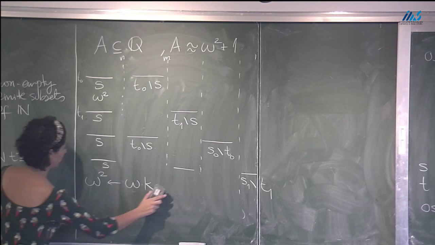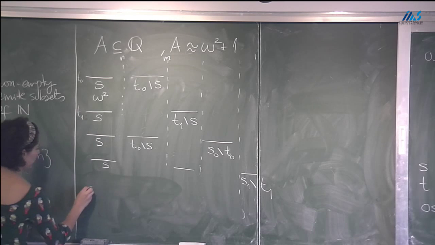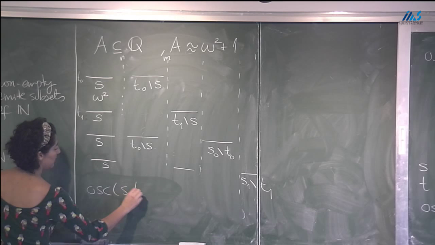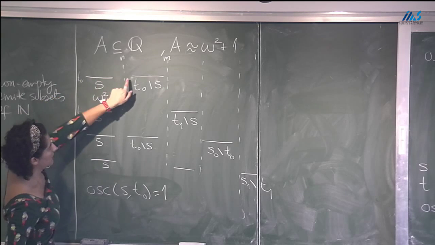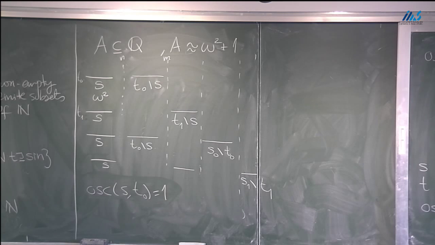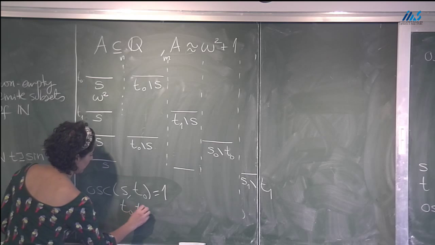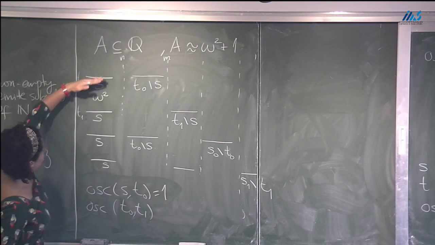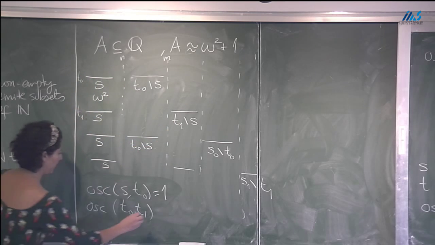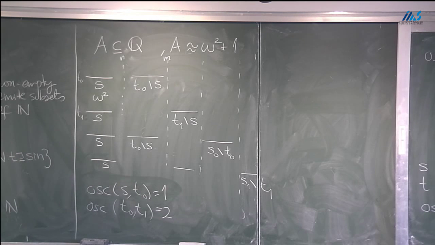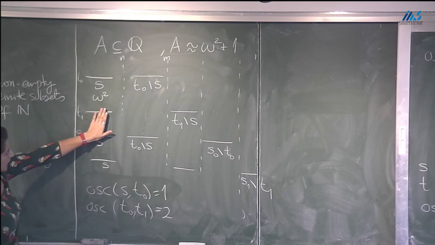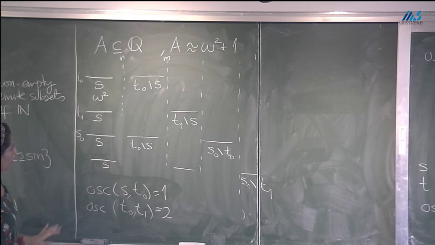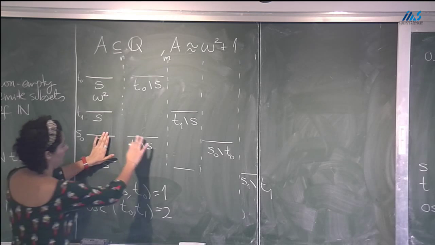So for instance, here the oscillation between S and T0 is 1, right? Because S is contained in T0, so when I remove the intersection, I just get one block. Then if I look at the oscillation between T0 and T1, I remove the intersection and I get two blocks. And using T1 and S0, I remove the intersection and I get oscillation 3. And now between these two, I remove the intersection and I get oscillation 4.